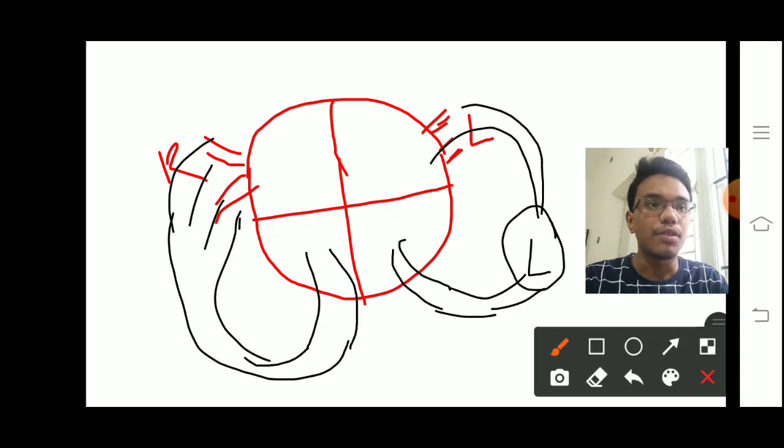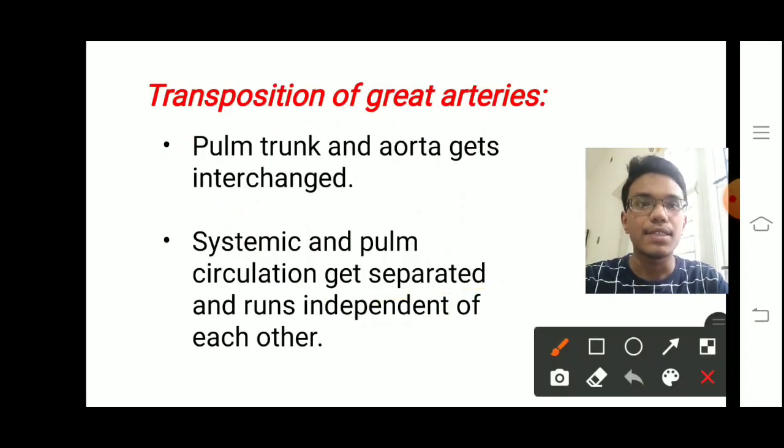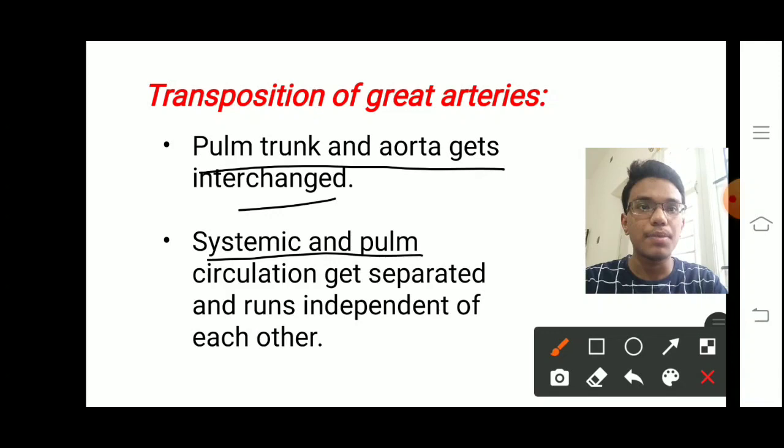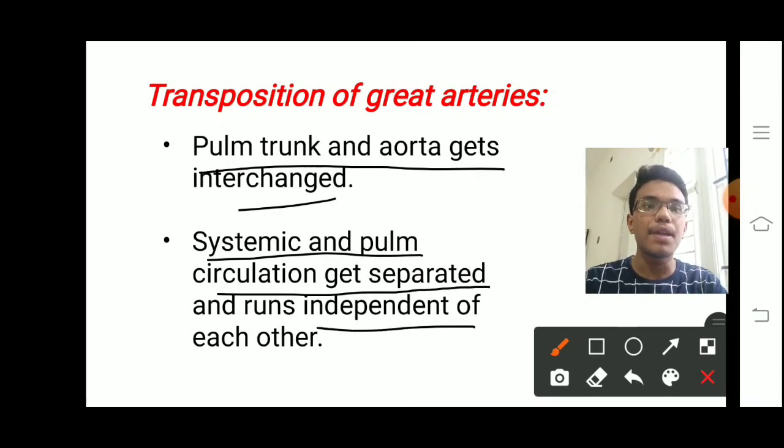Got it? So, next, let's have a short recap now. Here the pulmonary trunk and the aorta gets interchanged, the same thing, and that leads to systemic and pulmonary circulation getting separated from each other and they run independent of each other. This is the pathophysiology which you should know.